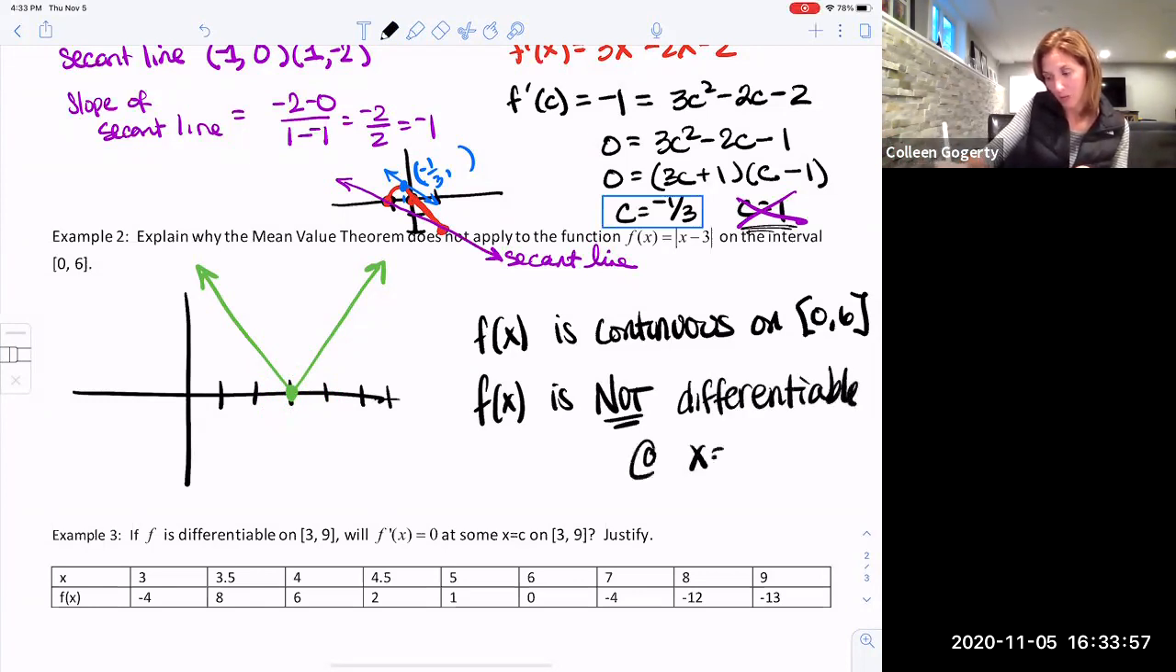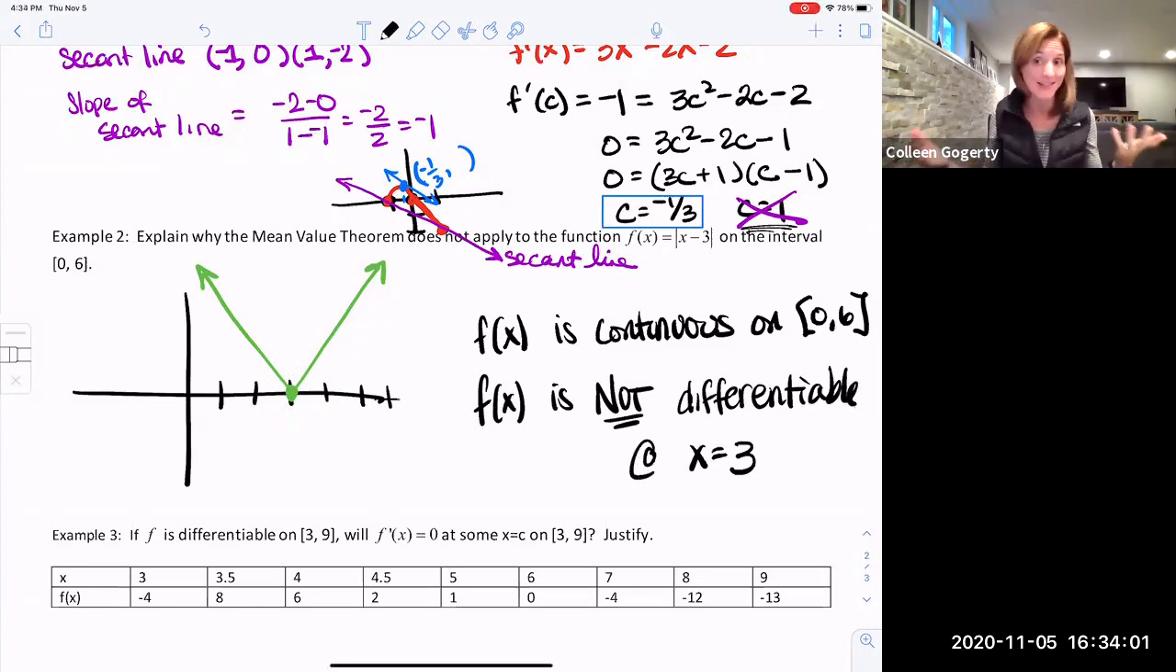So where we have a problem is that f of x is not differentiable at x equals 3. Okay, and since x equals 3 is on the interval of 0 to 6, it's not going to work. Now, if this question had asked something about the mean value theorem or estimating a C value, and we changed the interval, then we would be okay. All right, but not with the way the interval is set up currently.